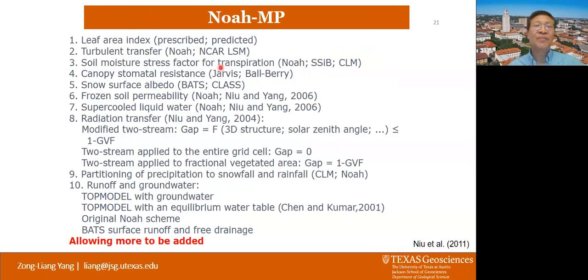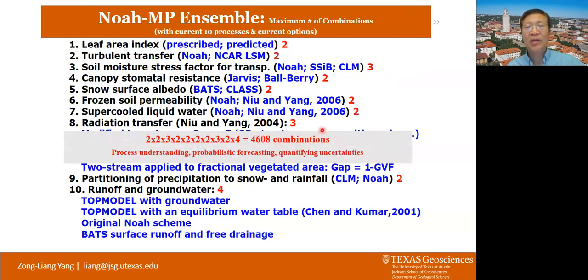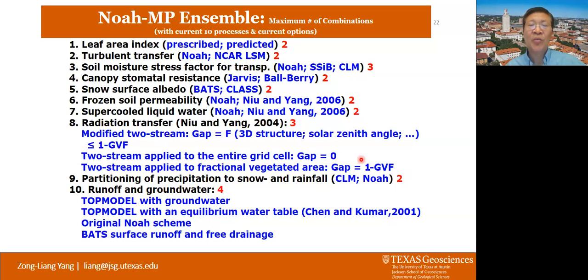What that means is in any land model, you can identify different processes such as vegetation canopy, turbulent exchange, soil physics, and the snowpack, etc. And for each of those processes, you can take one, two, three, or more parameterizations, and then multiply those numbers of parameterizations, you would get a huge number of combinations of parameterizations. So this is very, very important for understanding the process interaction, probabilistic forecasting, and quantifying uncertainties. I will show more examples later on.